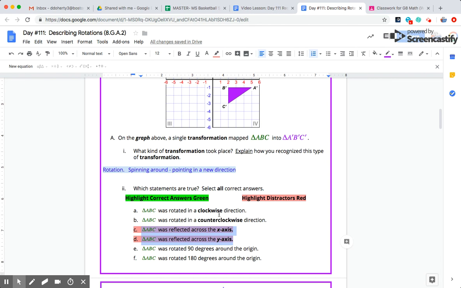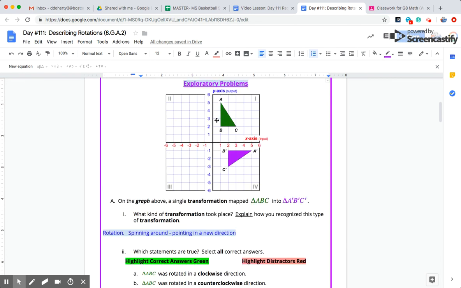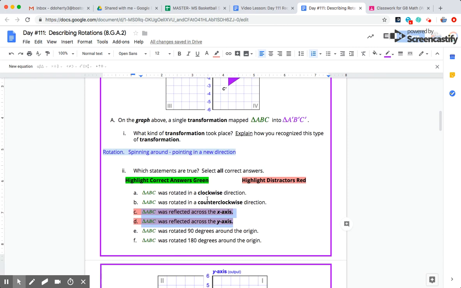Most efficiently, or most quickly, we spin the green to the purple in this direction, and if you think about a clock, we're kind of pointing at 1 o'clock. Now we're kind of pointing at 4 o'clock. We spun in a clockwise direction.